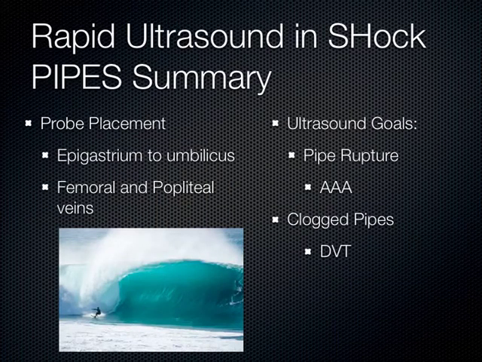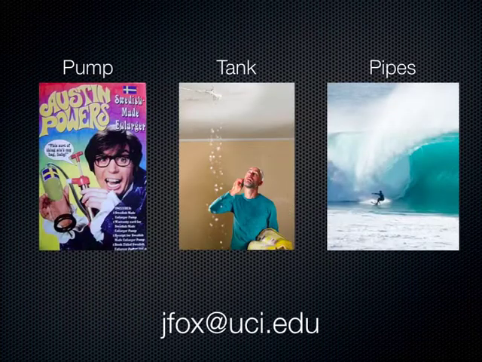And then the pipes, we do an abdominal aortic aneurysm exam from the epigastrium all the way down to the bifurcation, and we're going to be looking also for clogged pipes, like in the FEM and the POP. So just keep in mind, in the heat of the battle, the pump, the tank, and the pipes, and you should be able to complete this study pretty quickly in the setting of unexplained hypotension.